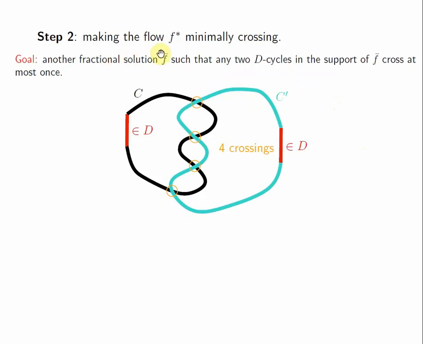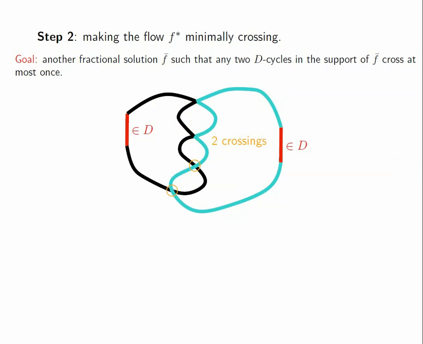Then we uncross this flow f star to obtain another fractional solution f bar that has roughly the same value and such that any two cycles in the support of f bar cross at most once. This property will be useful later in following steps of the algorithm. Intuitively, when two cycles C and C prime in the support of f star cross at least twice, we pick two consecutive crossings and exchange the two portions of the paths between the crossing points. After this operation, the number of crossings between C and C prime has decreased by 2.